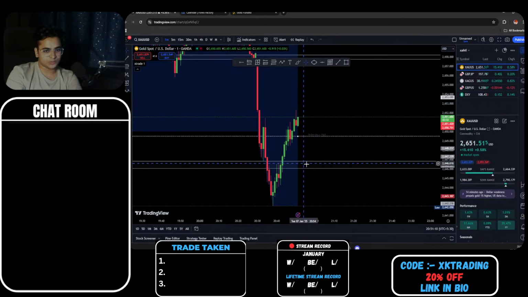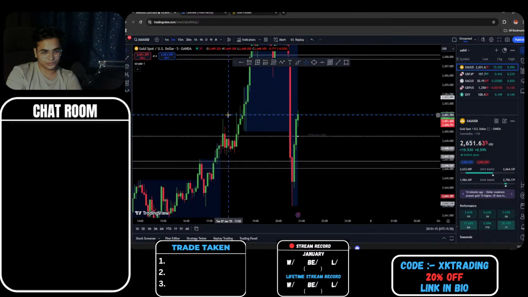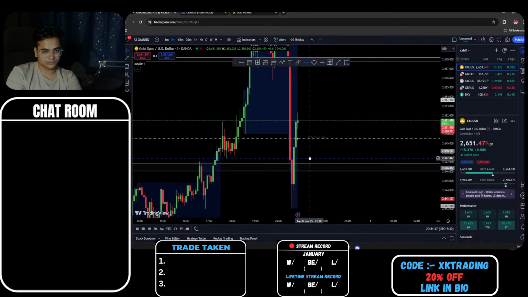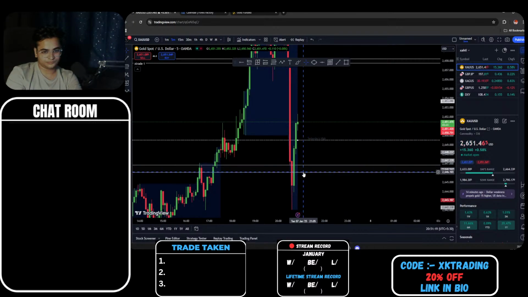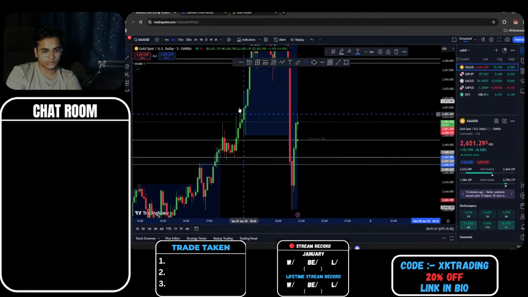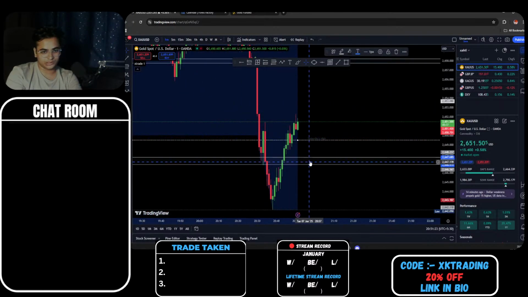But all we need is a small pullback back into the zone a little bit, because without that we cannot take the trade. Even till here is good for me.